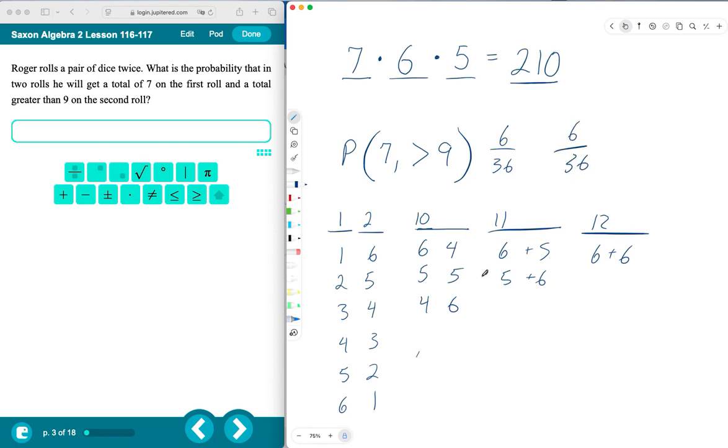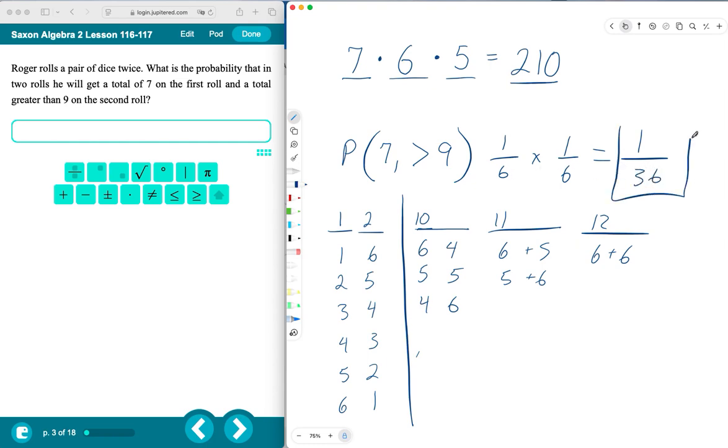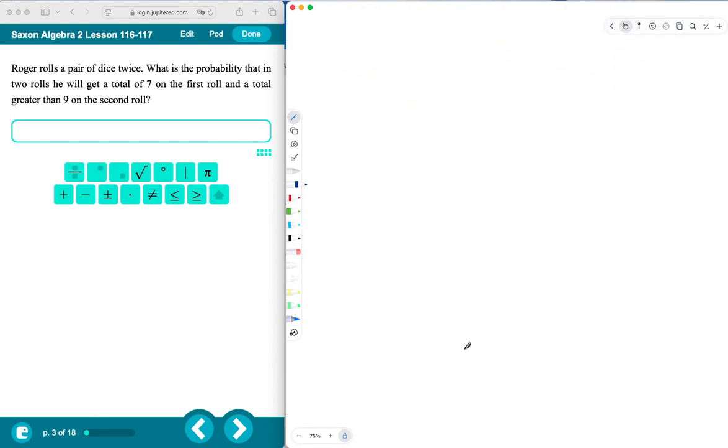Okay, so this was the first one. This was the second one. 6 out of 36, we know both of these reduce as fractions to 1 over 6. So the answer is going to be 1 times 1 over 6 times 6. 1 over 36 is your probability of rolling a 7 the first time and a number greater than 9 the second time. Okay? That's how we would do that. All right, next problem.